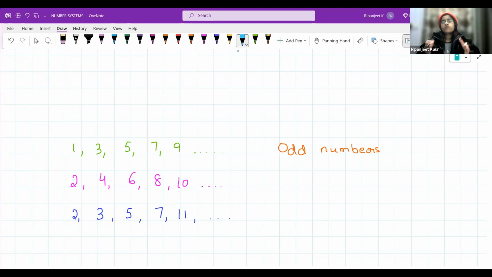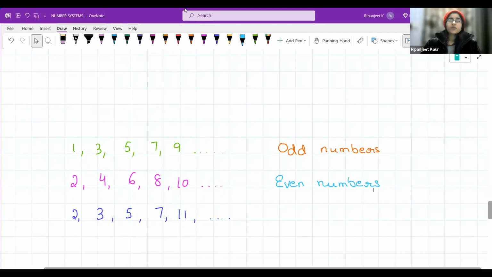And what about 2, 4, 6, 8, 10? What is this? Isn't it the table of 2 going on and on? Yes. So all the numbers that are in the table of 2 are called even numbers.